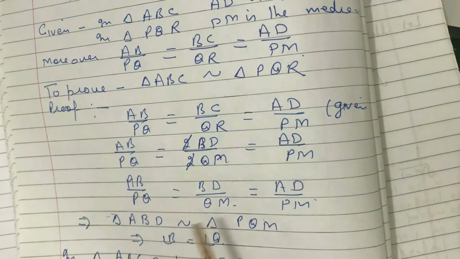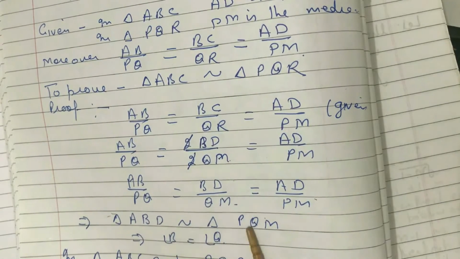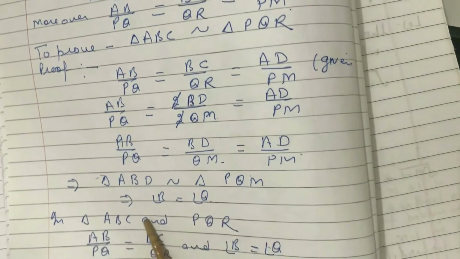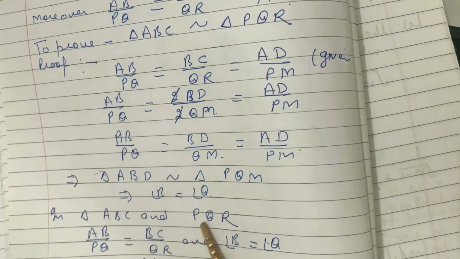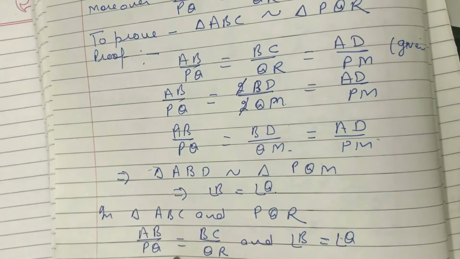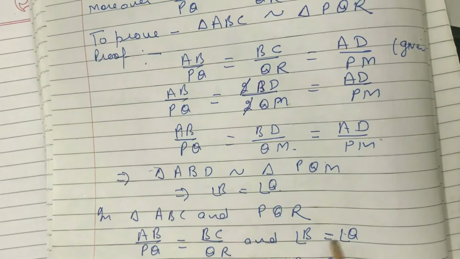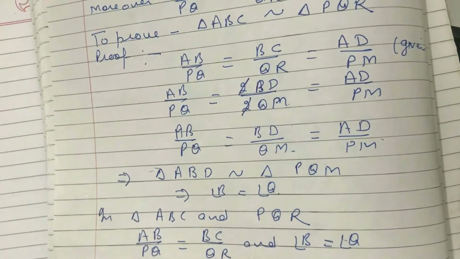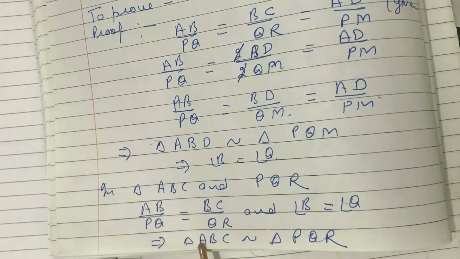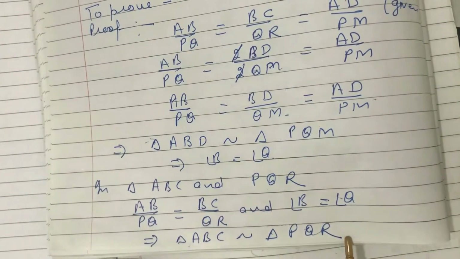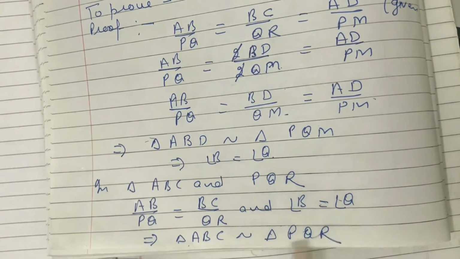If these two triangles are similar, it means angle B is equal to angle Q. Now in triangle ABC and triangle PQR, AB by PQ is equal to BC by QR. This is given to us, and just now we have proved angle B is equal to angle Q. It shows triangle ABC is similar to triangle PQR. This is what we wanted to prove.